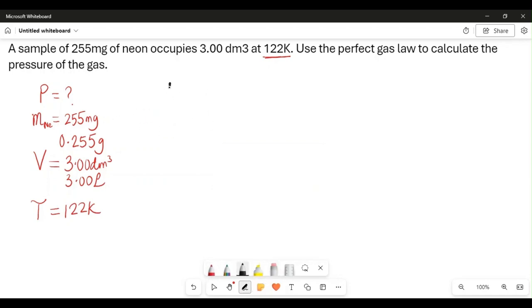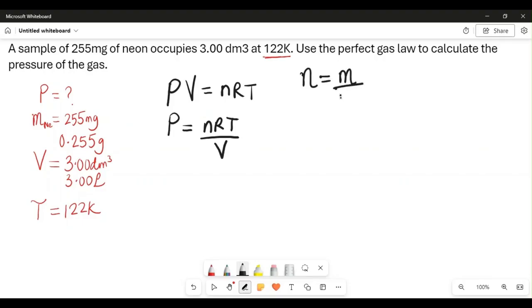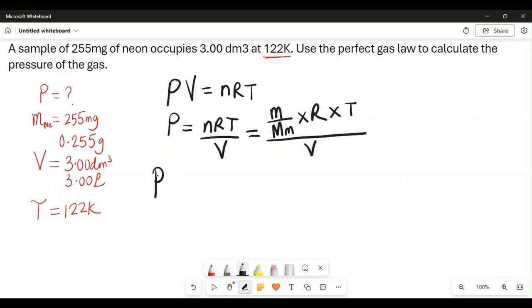We know that the perfect gas equation is PV equals nRT. So pressure is going to equal nRT divided by V, and n, the number of moles, is the same thing as mass over molar mass. So you end up having the number of moles as mass over molar mass, times R times T, divided by V. So the pressure equals the mass of neon, 0.255 grams, divided by the molar mass of neon.